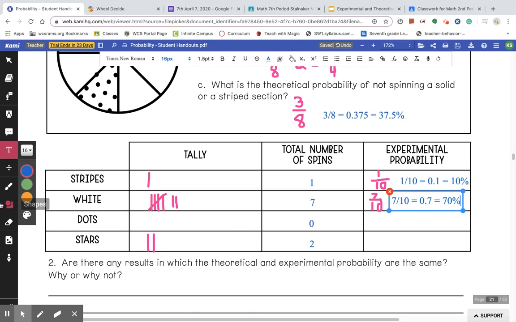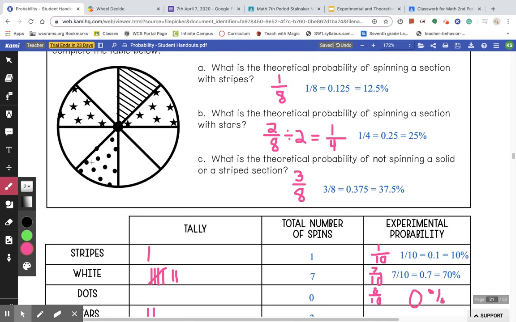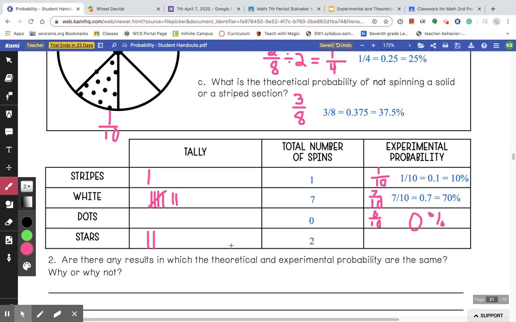Here we got, for dots, 0 out of 10, which is just 0%. All right. So if we look up here, for the theoretical probability for just dots, well, there's only 1, so it should have happened 1 out of 10 times. So 10%, and we got 0%. I mean, 10% is still pretty low, so it's not that far off.